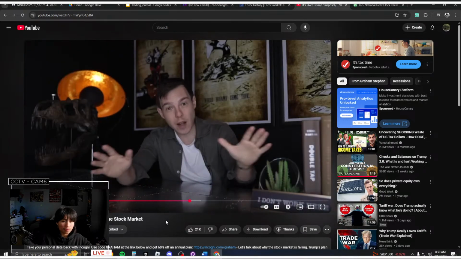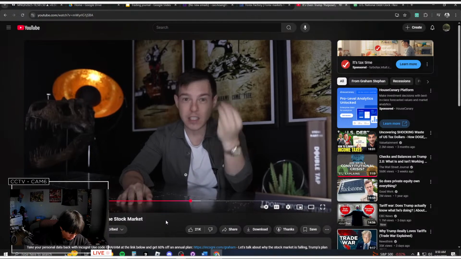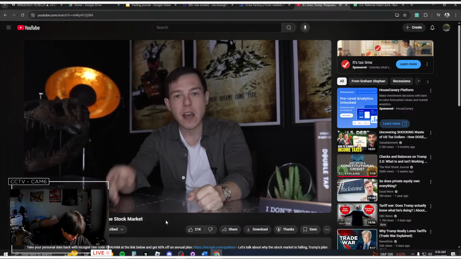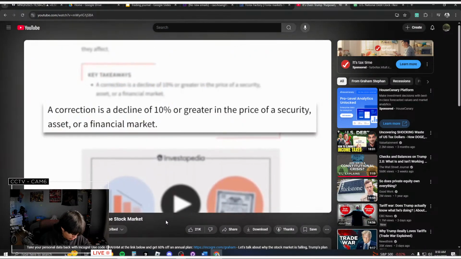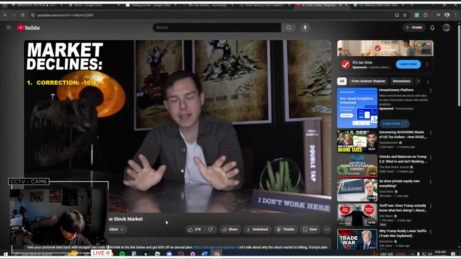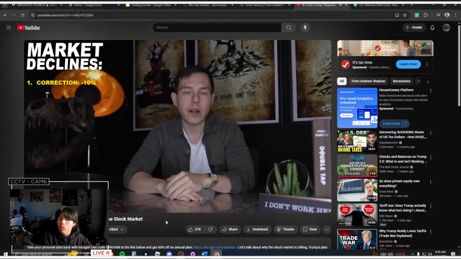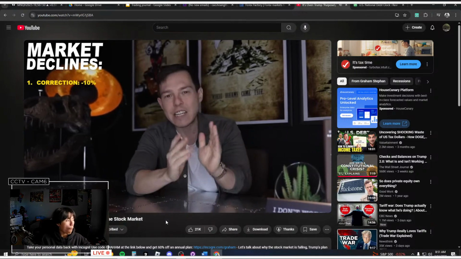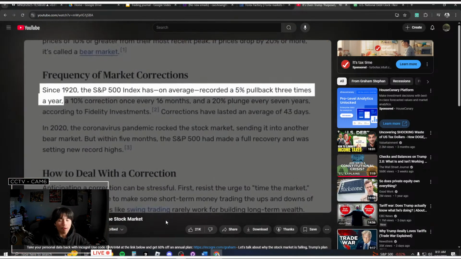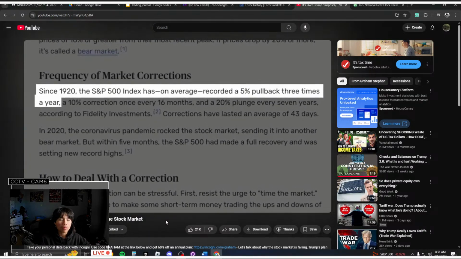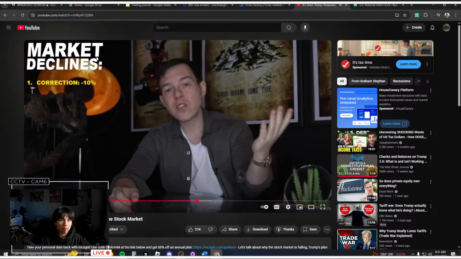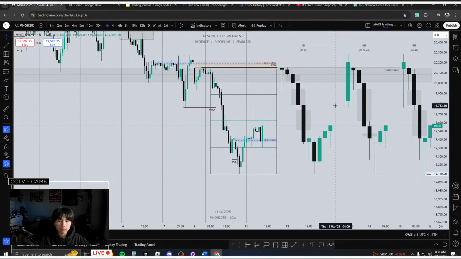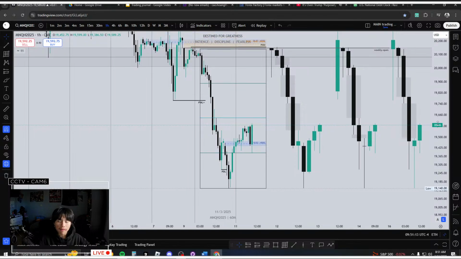And now, on a broad scale, there are 3 different types of declines that you're going to want to be made aware of. The first is what's known as a stock market correction, that's defined as a drop of at least 10%. Now, it's important to recognize that normal volatility throughout the market is extremely common. Like, since 1920, the S&P 500 has, on average, seen a 5% pullback 3 times a year, so random fluctuations happen all the time. This is also somewhat the case with market corrections, which have happened on average every 16 months.